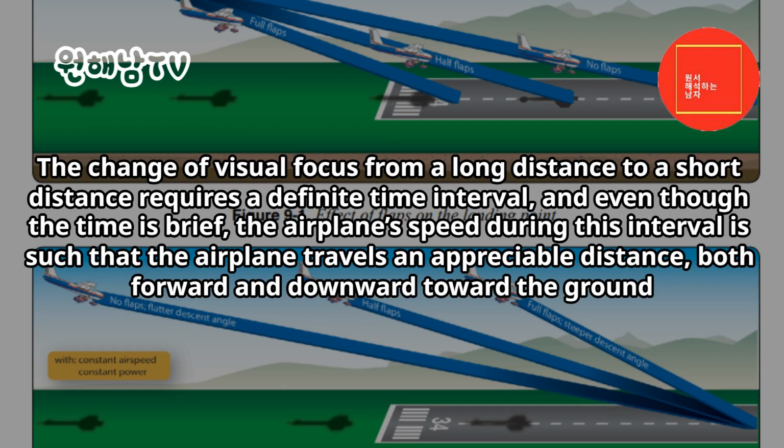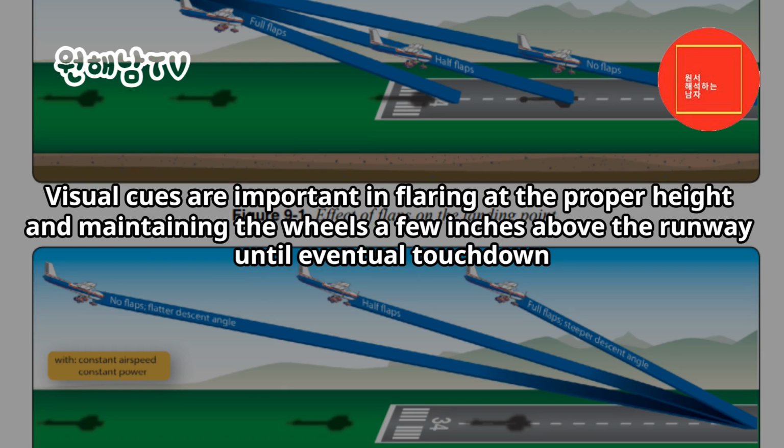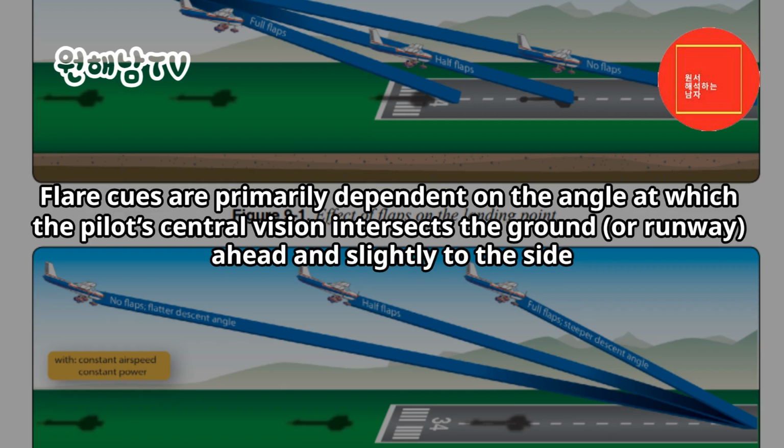The change of visual focus from a long distance to a short distance requires a definite time interval, and even though the time is brief, the airplane's speed during this interval is such that the airplane travels an appreciable distance, both forward and downward toward the ground. Visual cues are important in flaring at the proper height and maintaining the wheels a few inches above the runway until eventual touchdown. Flare cues are primarily dependent on the angle at which the pilot's central vision intersects the ground or runway, ahead and slightly to the side.